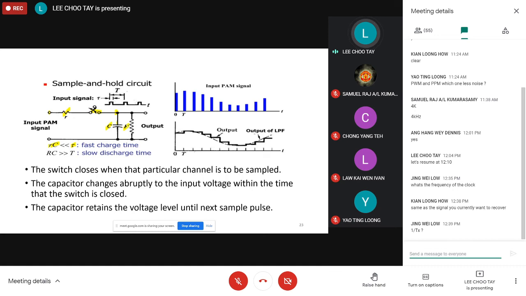So this R again, in order to hold the voltage level of the output, the RC value has to be quite large. And of course it needs to be much larger than the sample duration. T is your sample, the duration between 2 samples of the same signal, and tau basically is the pulse duration.